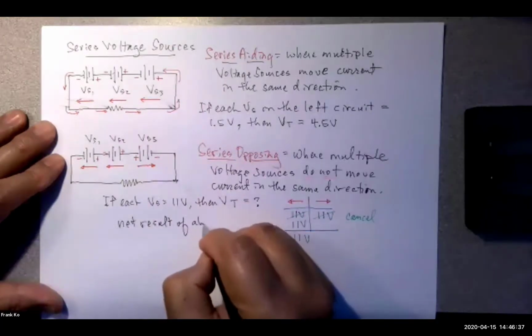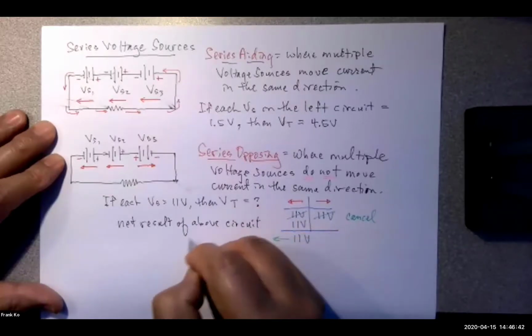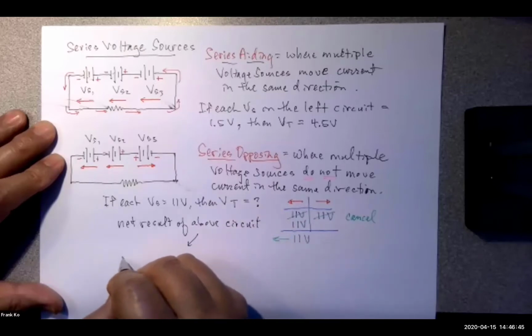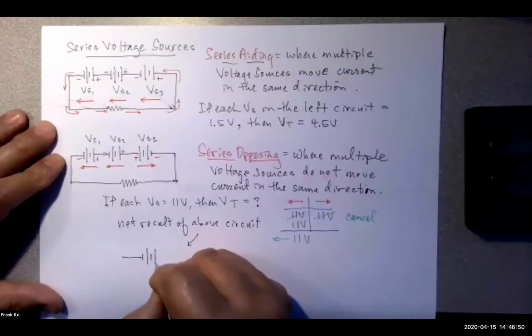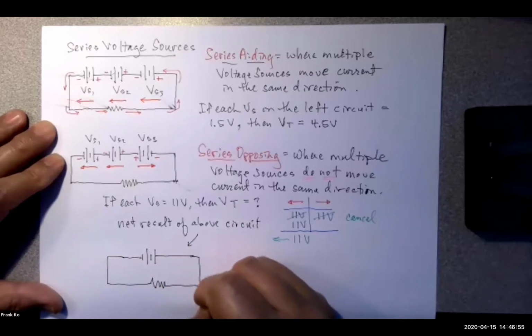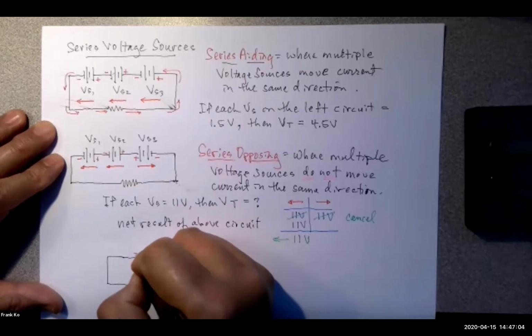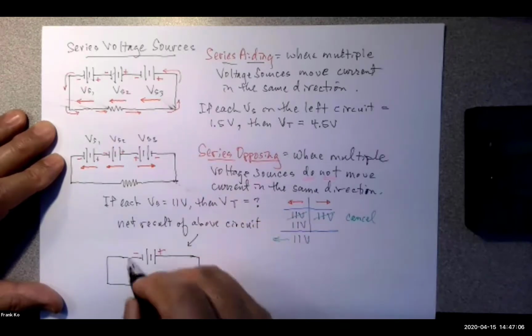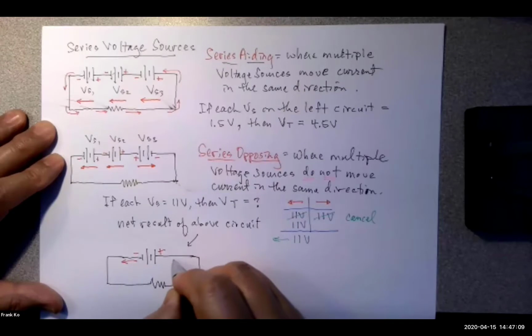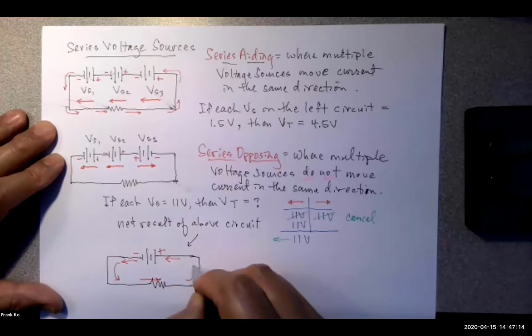of the above circuit will be a single voltage source that moves electricity to the left. So here, here, here, here. Like so. Here you will have negative, positive, and the direction will be to the left and coming back from the right to the left. Okay, and that's how electricity will flow.